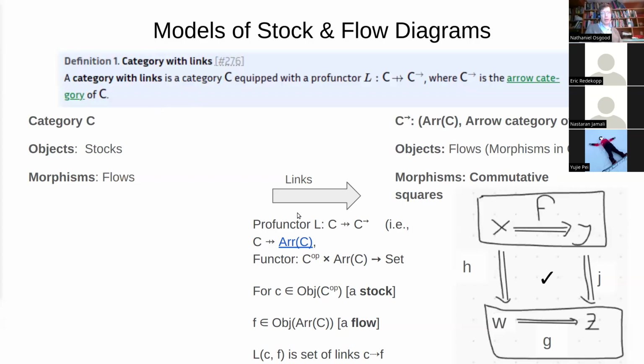Okay, so that kind of makes sense. Links go from stocks to flows. That's kind of what this says. So for every pair of a stock and a flow in C, we have a set. Okay, that's kind of good.